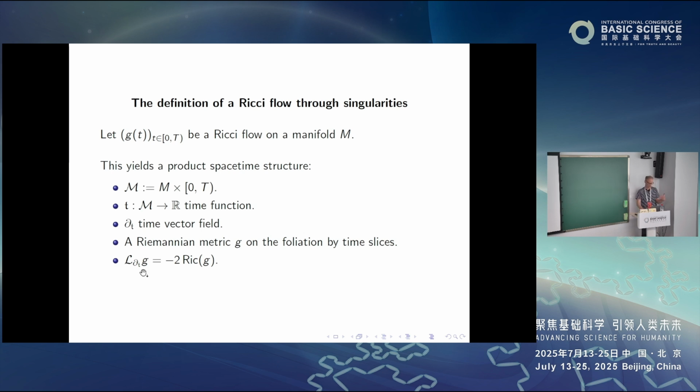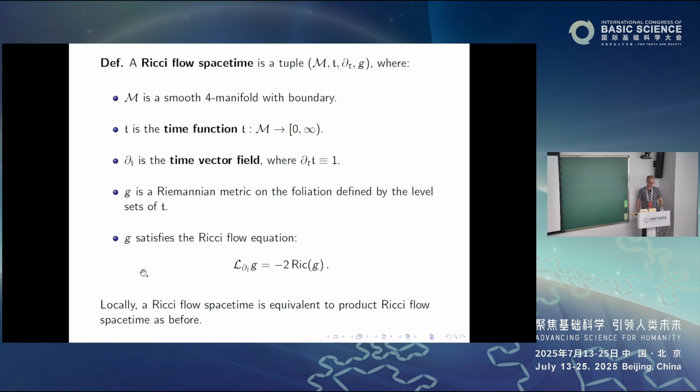Okay, so this is a completely trivial construction, but then it leads to the notion of a Ricci flow spacetime. That's just a four-tuple where M is going to be a smooth four-manifold with boundary. t is a time function, so that's a real-valued function. There'll be a time vector field. When you apply that to the time function, you get 1, meaning if you take a trajectory of the time vector field, then time increases at rate 1. And then g will be a Riemannian metric defined on the foliation defined by the level sets of time. And as before, g satisfies this Ricci flow equation. Okay. So locally, this structure is exactly the same as what we had in the previous slide.